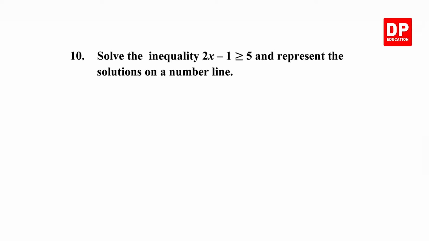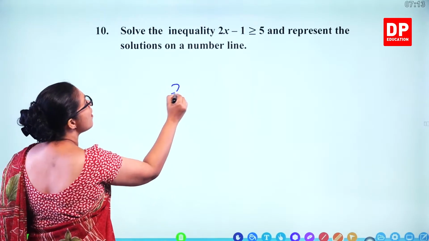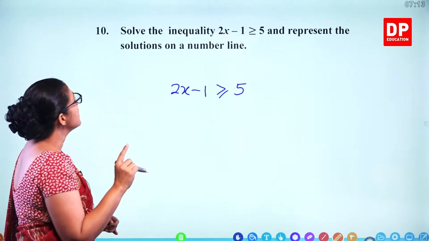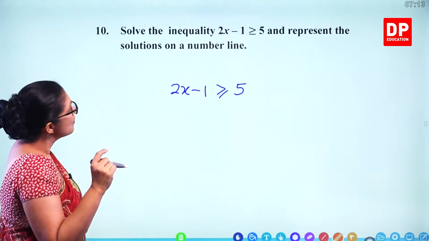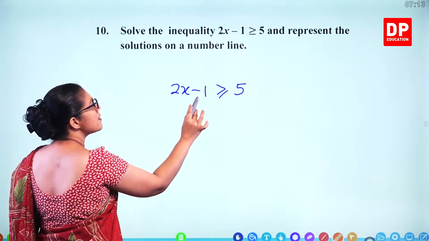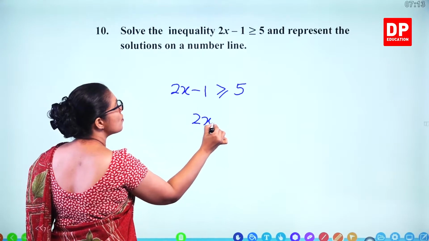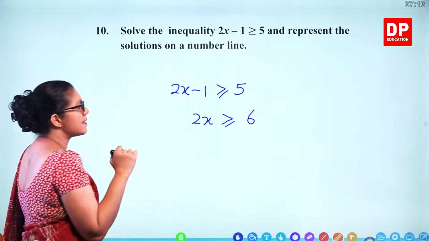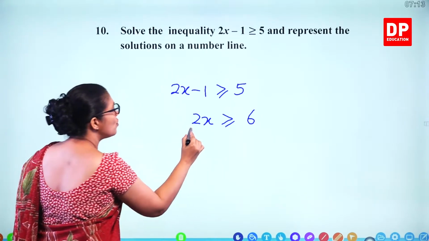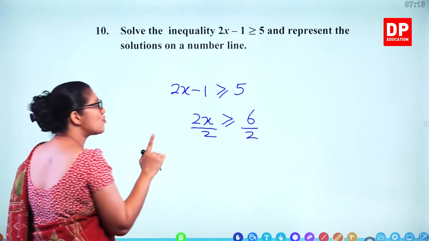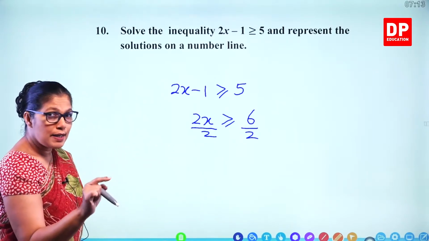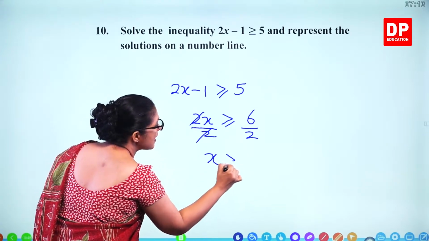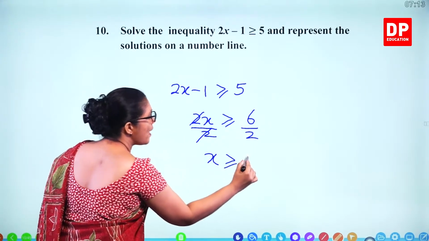Question number 10. Solve the inequality 2x minus 1 greater than or equal to 5 and represent the solutions on a number line. First we'll solve that. Take minus 1 to the other side. You get 2x greater than or equal to 5 plus 1, that's 6. Now divide both sides by 2. Nothing happens to the inequality sign because you are dividing by a positive number. x is greater than or equal to 6 divided by 2, which is 3.